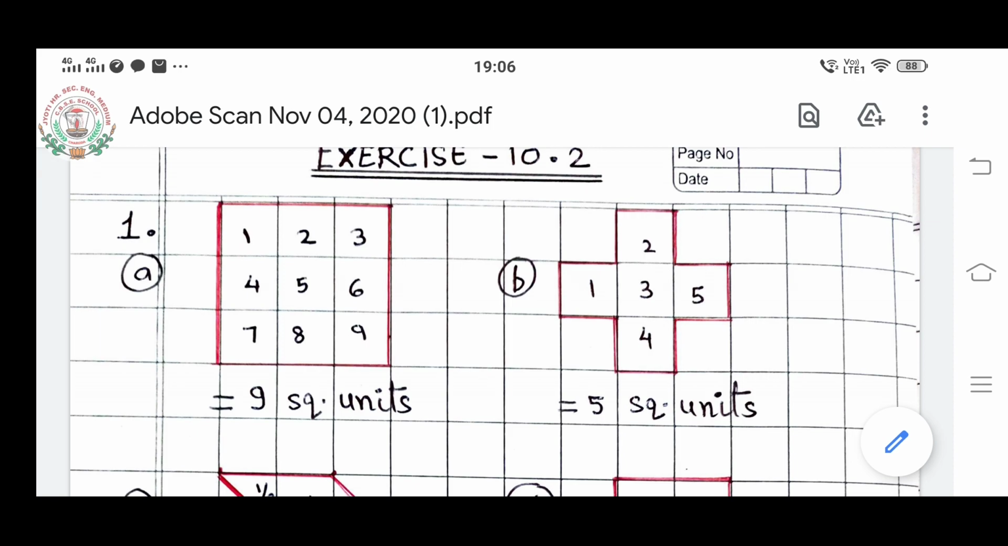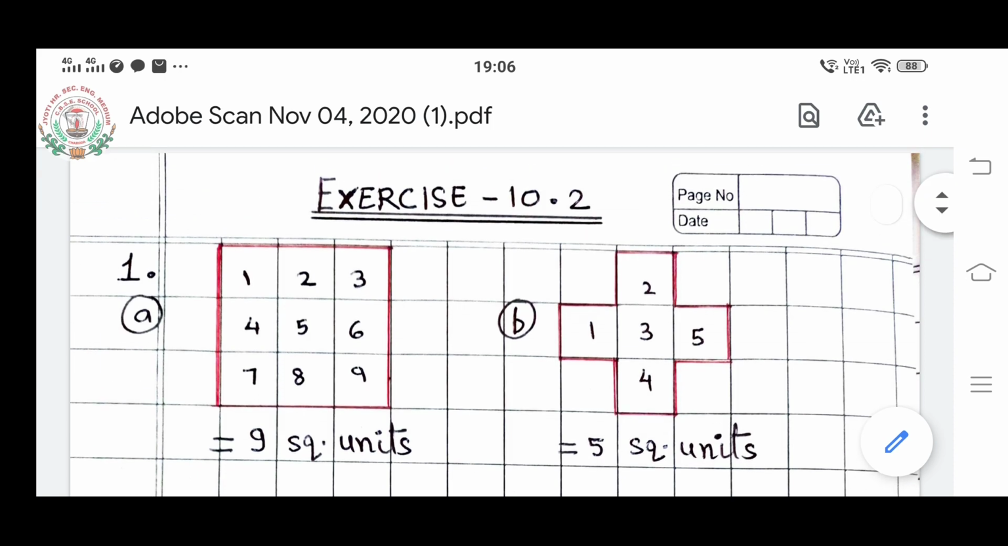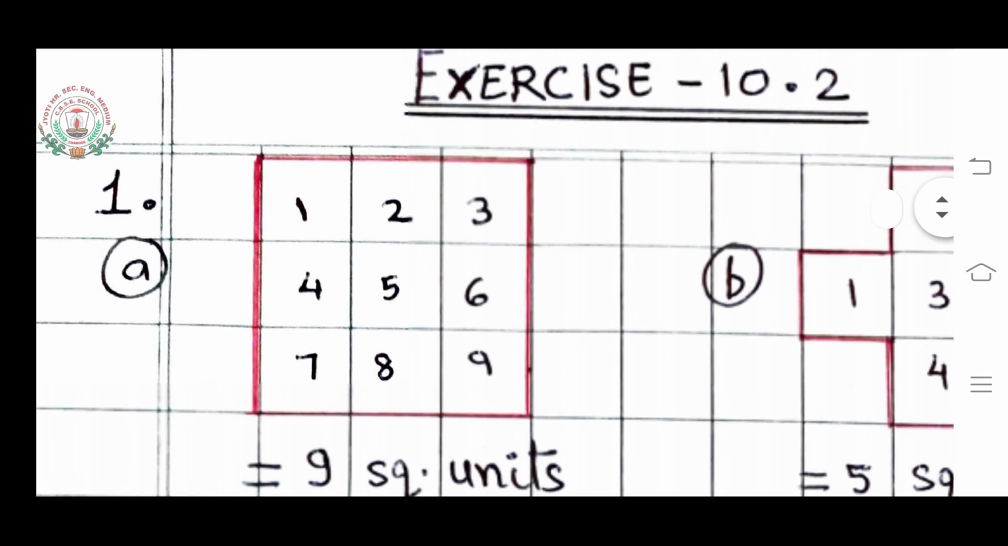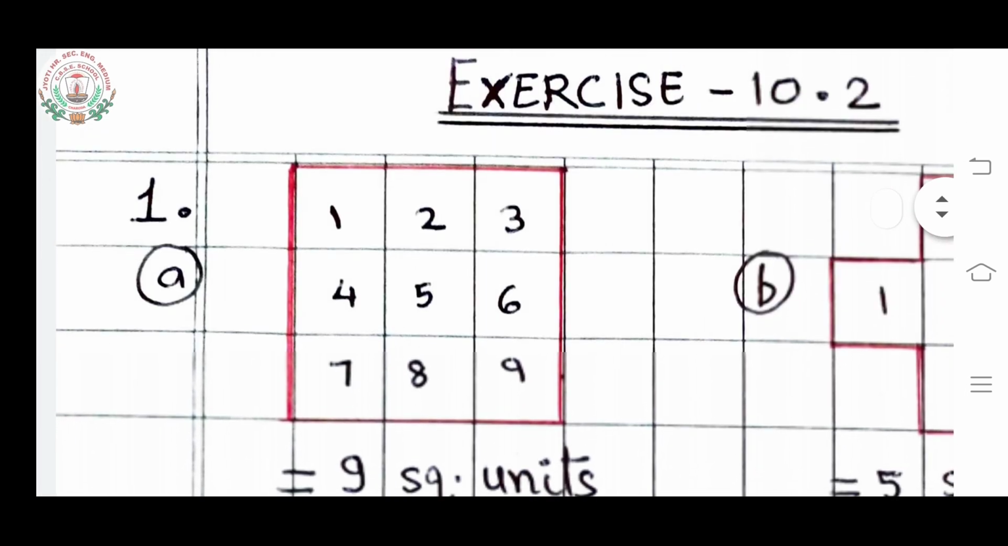And for finding the area in this exercise 10.2, you are asked to count the number of boxes. By counting the number of squares, you will find out the area of the particular figure. So the first figure is given. Here we are first going to count the number of boxes. Just see the figure in your textbook. Here I have already written the number of boxes for counting, you can see it in detail. I have written in this manner.